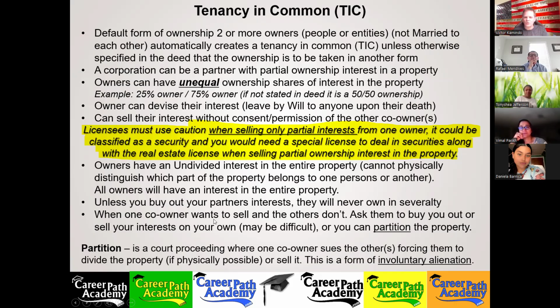So when one co-owner wants to sell and the others do not, you could ask them to buy you out. You could sell your interest on your own, but that may be difficult. Or you could partition the property, take them to court, have a judge see if it can be physically partitioned, and if that's not possible, they'll order the property sold. That's what a partition court proceeding is. Okay, so that's a form of involuntary alienation, isn't it? Because a judge is ordering somebody to sell the property when they don't want to. All right.